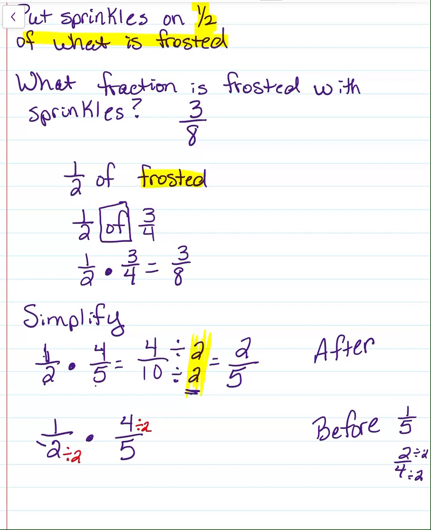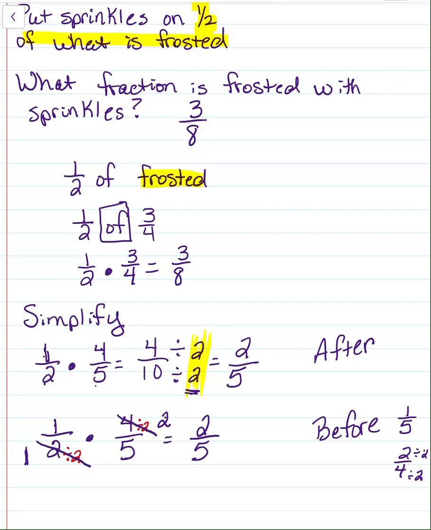So 2 divided by 2, I'm going to cross it out because the 2 goes away, because 2 divided by 2 is 1. And I'm going to cross this one out, 4 divided by 2, because the 4 is going away and I'm replacing it with a 2. Now I'm going to multiply straight across. So I'm going to say 1 times 2. Remember, the 4 went away. So I'm saying 1 times 2 is 2. And 1 times 5 is 5.